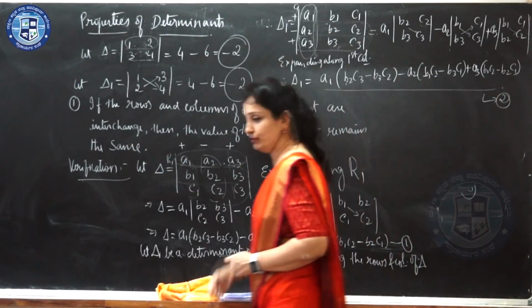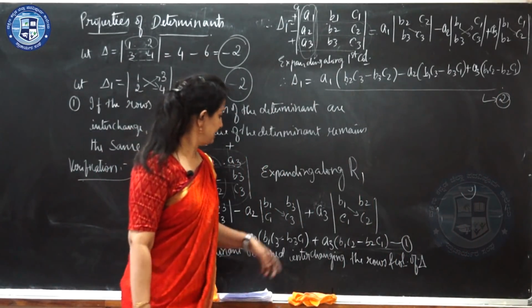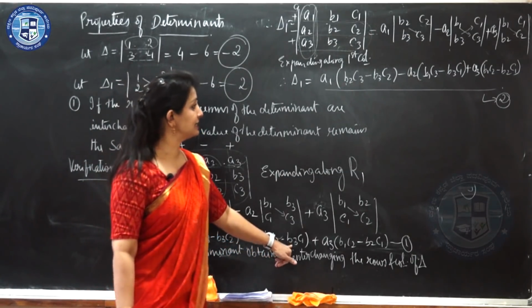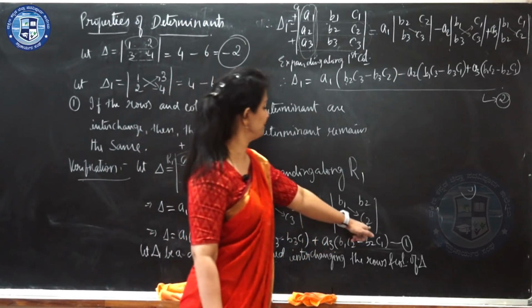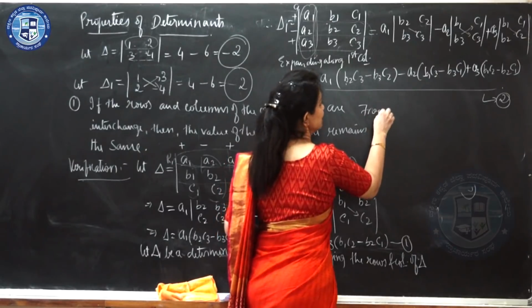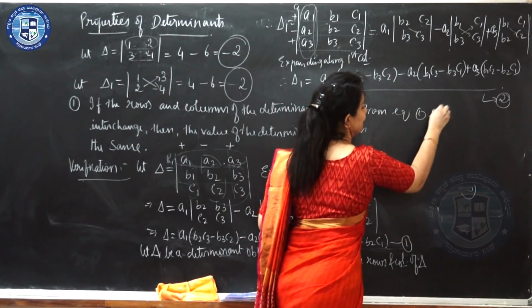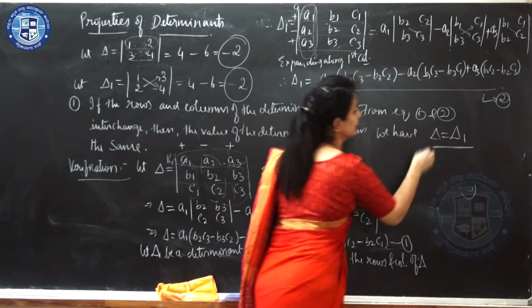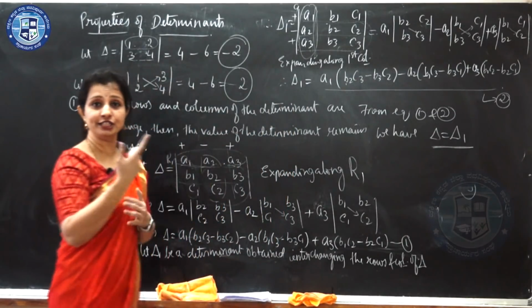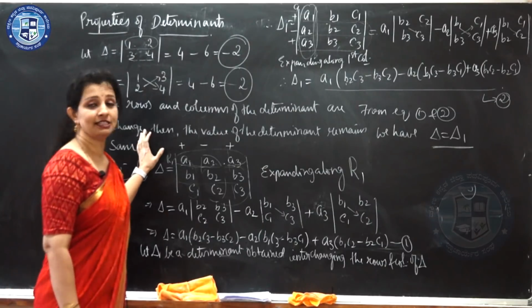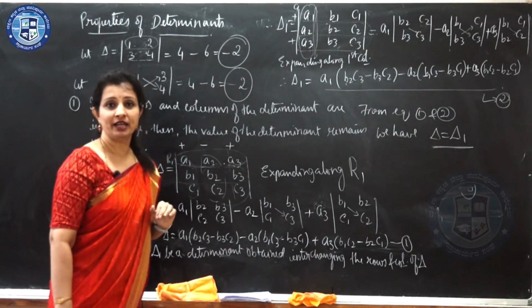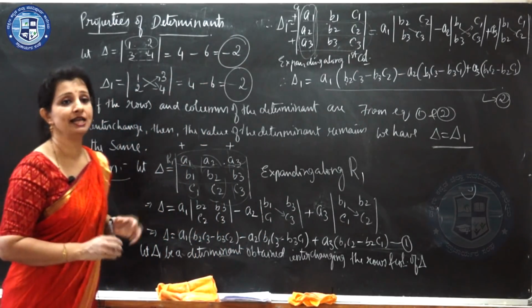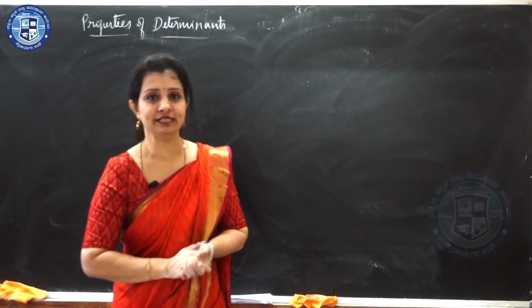Observe equation 1 and 2. Are they same? Look at this. A1 into B2 C3 minus B3 C2, minus A2 into B1 C3 minus B3 C1, plus A3 into B1 C2 minus B2 C1. Yes, from equation 1 and 2 we have delta is equal to delta 1. What do you mean by that? Even if you interchange the rows and columns, the value of the determinant is unchanged. The value of the determinant remains the same even if you interchange the rows and columns. Second property.